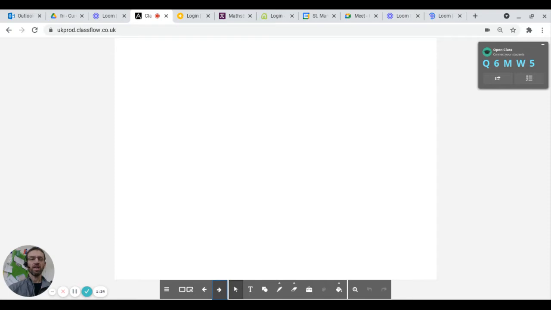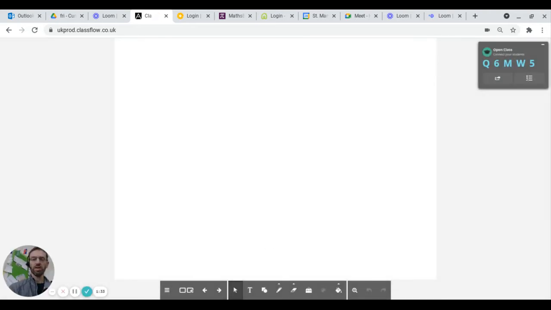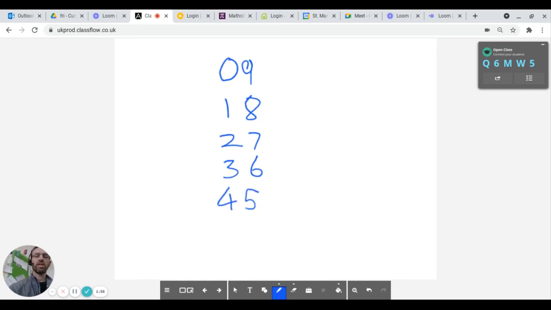Okay, for our warm-up today, we're going to just look at the trick for the 9 times table, or the pattern for the 9 times table. So what we're going to do is just look at the digits to begin with, and the digits show us a pattern. So we have 1 times 9 is 9. 2 times 9 is 18. We've got 27, 3 times 9, 4 times 9 is 36. 5 times 9 is 45, and so on.